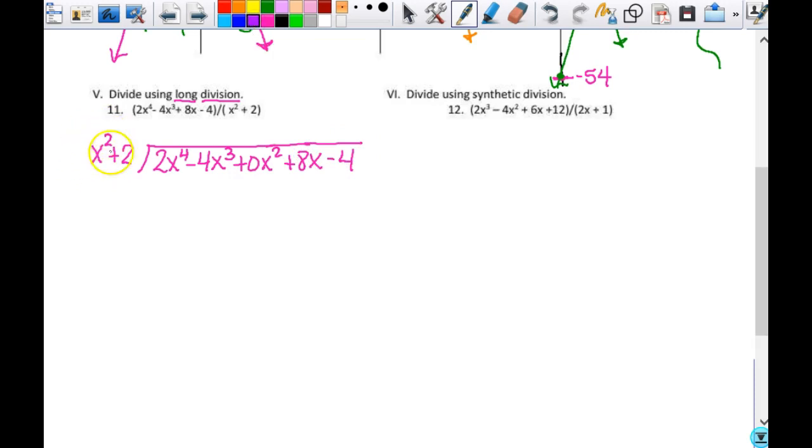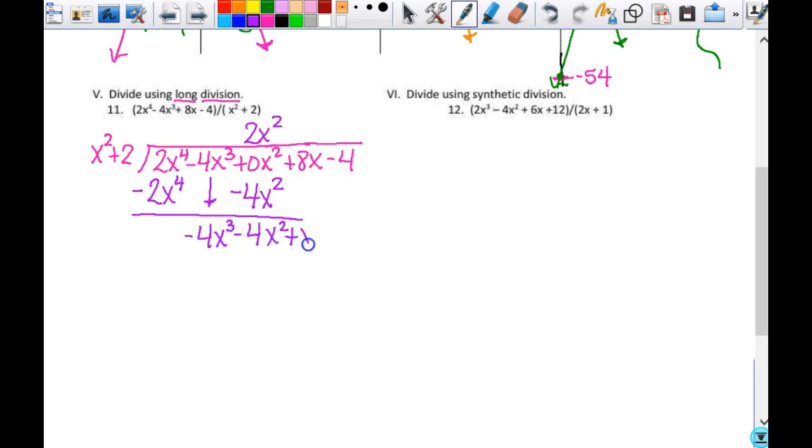So x squared goes into 2x to the 4th, 2x squared times, so 2x squared times x squared is 2x to the 4th, 2x squared times 2 is 4x squared. Make sure you line them up correctly because there's a 0 term there. And then I'm going to subtract, so I'm going to go through and change all my signs so that these 0 out. I bring this down, and I get negative 4x cubed minus 4x squared plus 8x minus 4.